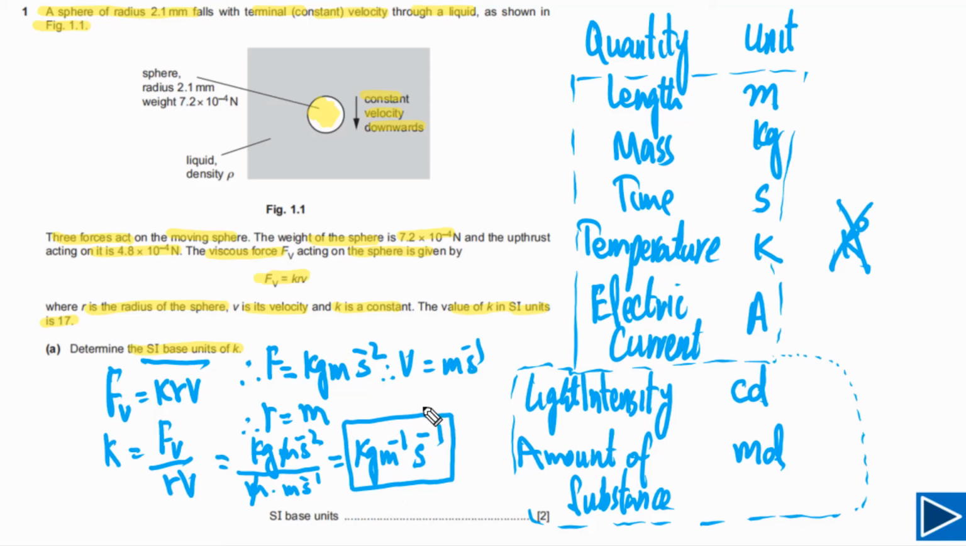This question has 2 marks. The first mark you will get if you have written the SI base unit for the force, and that is C1 mark. If you have written this one, you will get 1 mark. And the second mark is the answer mark. If you have got the right answer, you will get the second mark. But if your answer is right, you haven't written this step, still you will get 2 marks.